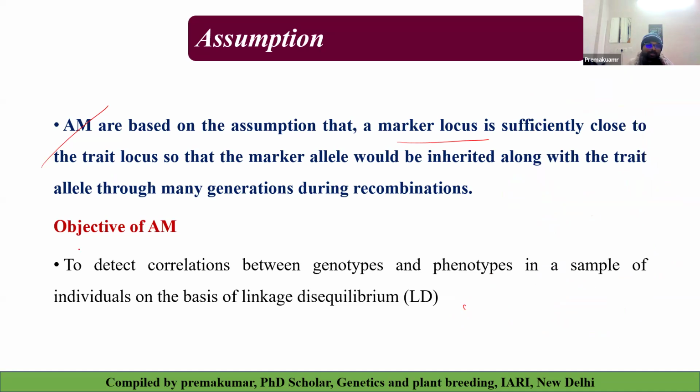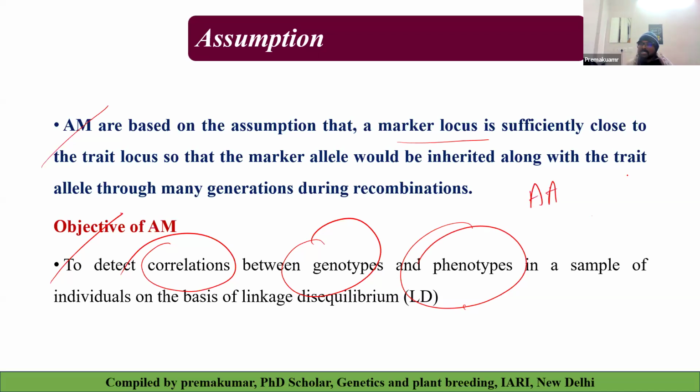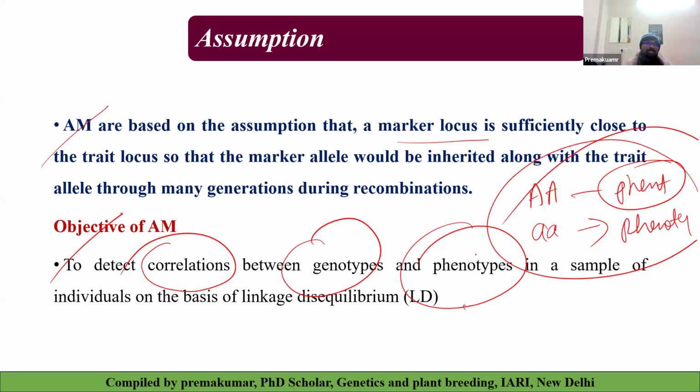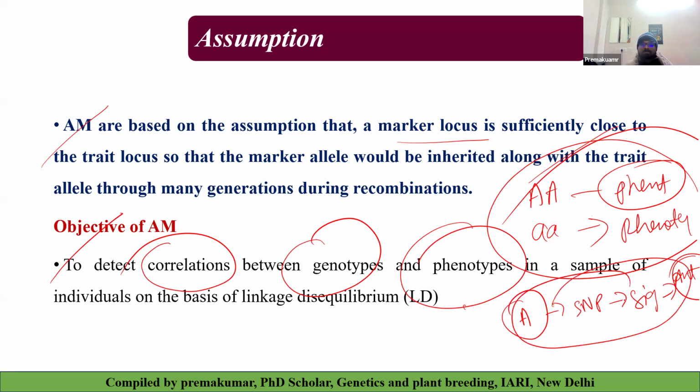What is the objective? To detect the correlation between the genotypes and the phenotypes. For example, if the AA genotype is there, what phenotype are you going to get? This is what we are finally aiming for. For example, what we will get is that capital A 1 SNP is significantly associated with antioxidant content. Like this, we are going to state it as a result. This we want as a final objective.